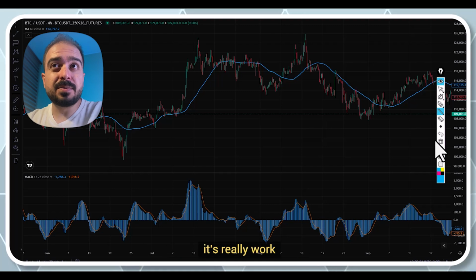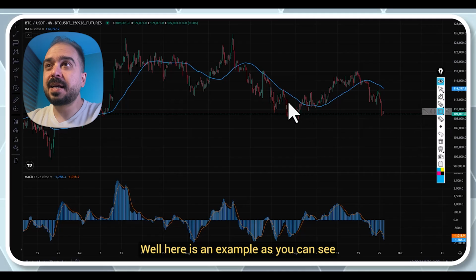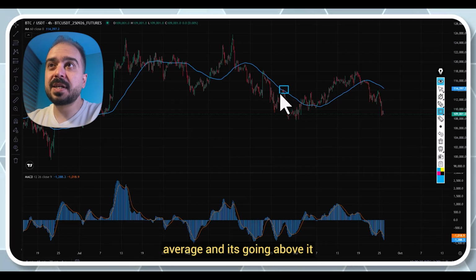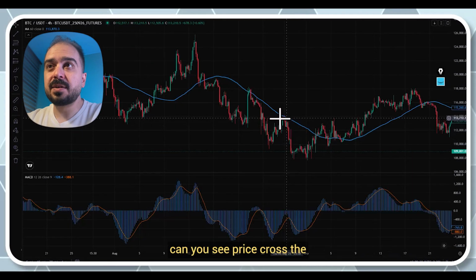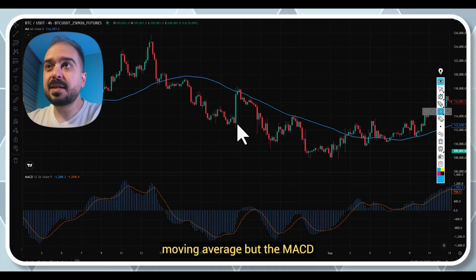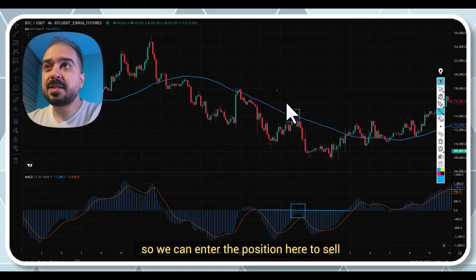I'm telling you, it really works and you can use it. What do I mean by that? Well, here is an example. As you can see, the price is touching the moving average and it's going above it. Is it clear that price is going above? Can you see? Price crossed the moving average, but the MACD is under the level 0. It's under this level. This level is important. So we can enter the position here to sell.